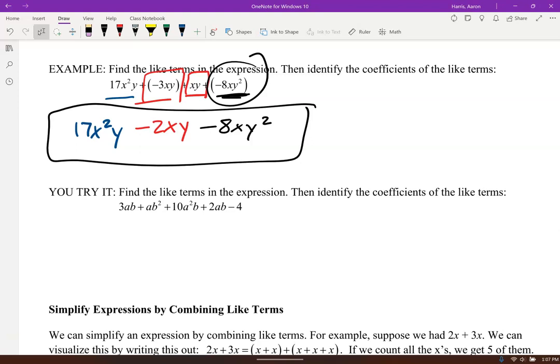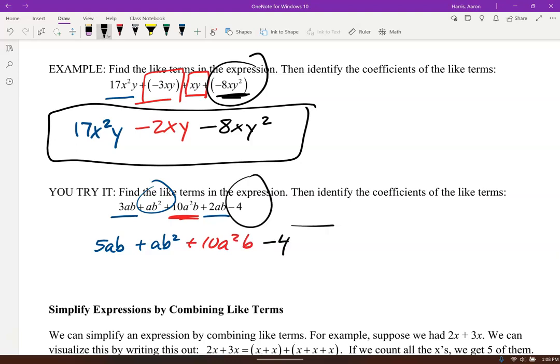All right, give you guys a second to combine like terms on this one. Is there any other ABs? Yes, 3AB plus 2AB is a 5AB. Is there any other AB squareds? No, there's not, so that just comes down. Is there any other a squared b's? No, there's not. That just comes down. And finally, is there any other constants? Nope, that's the only constant.